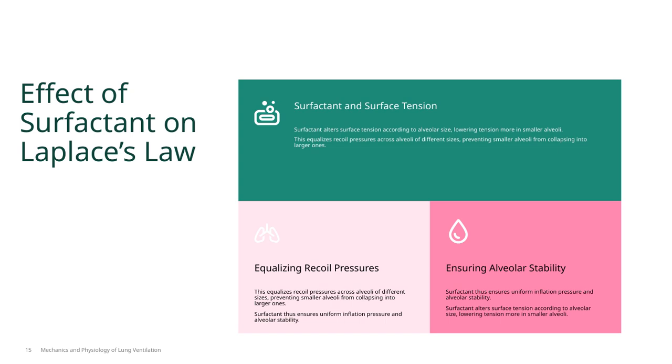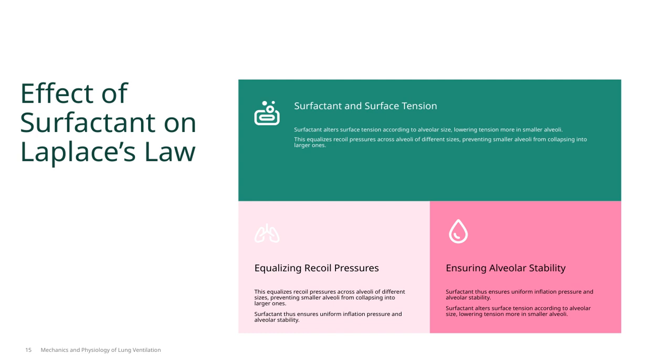It does this by lowering the surface tension more in smaller alveoli, which is really important for maintaining uniformity. This adjustment helps to equalize the recoil pressures across alveoli of different sizes. Without this, smaller alveoli might tend to collapse into larger ones due to higher recoil pressures. So, surfactant ensures that all alveoli inflate evenly and stay stable.